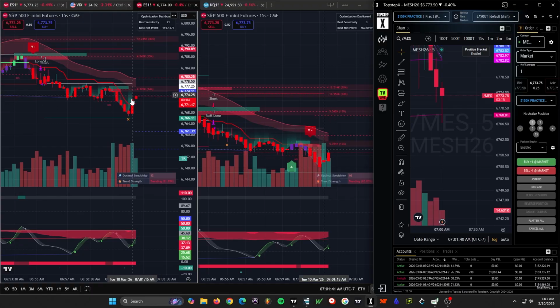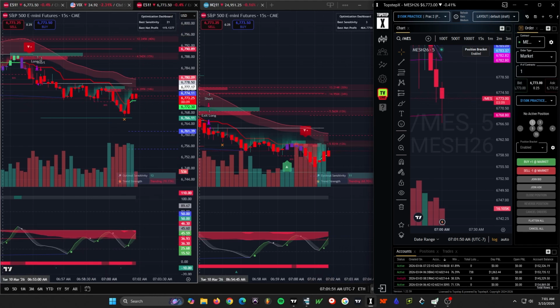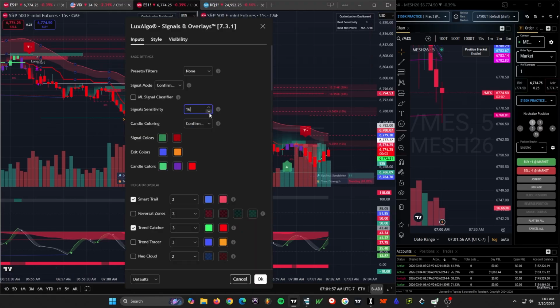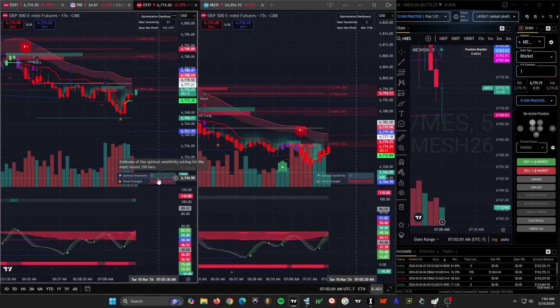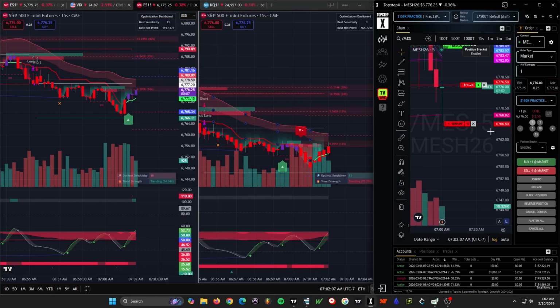So now we're above. That's invalidated, and technically you could go long here, but it's kind of risky. Just wait for more confirmation. That's basically the idea for the strategy. Keep updating the sensitivity so it's giving you the most accurate settings. And then it's giving a long here. Let's take a long. See what I'm saying?